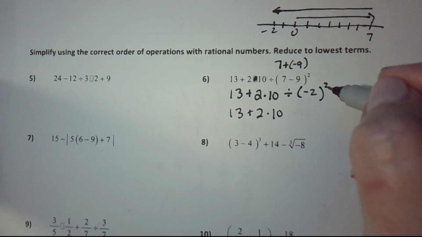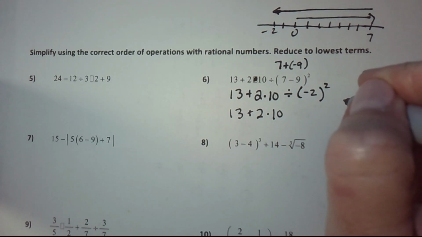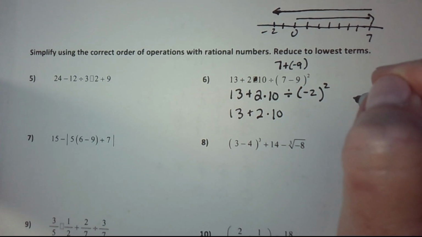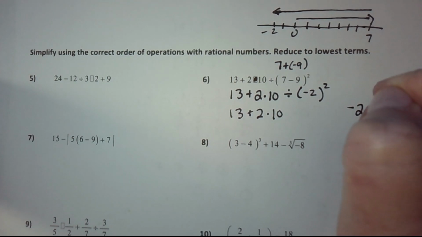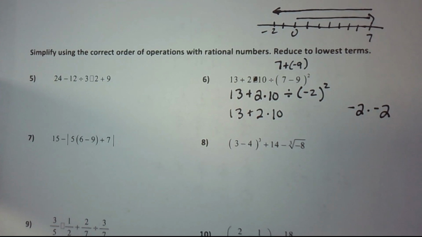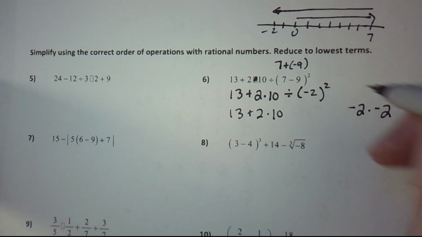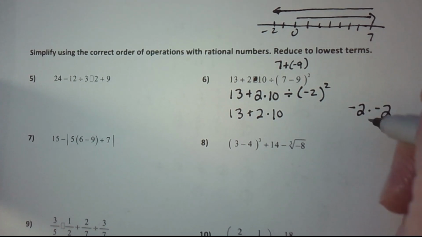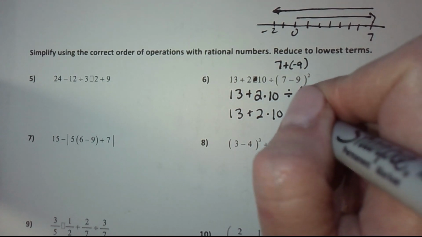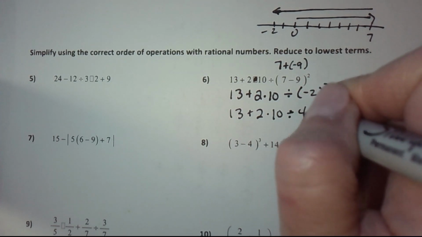But a negative number raised to a power, just go off to the side. That means negative 2 times negative 2. That's what that means. And negative times negative is positive 4. So this is divided by 4.